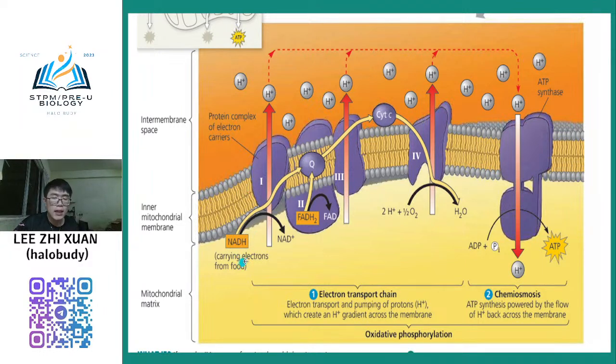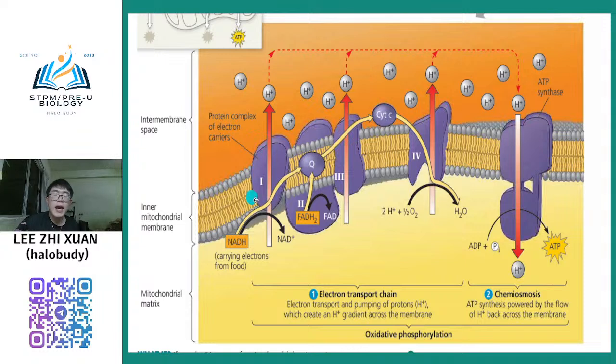So for NADH, it will go through complex 1, ubiquinone Q, complex 3, and complex 4. For FADH2, it will go to the quinone Q, then go to 3 and 4. So dia tak akan pergi complex 1. Dia akan pergi complex 2. It directly goes to quinone Q and then to complex 3. Okay, so the electron will be passed through this protein complex toward complex 4.